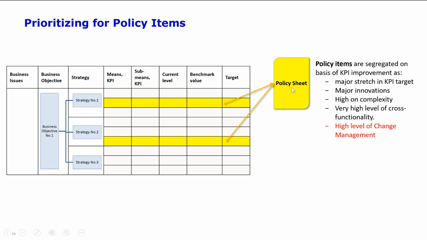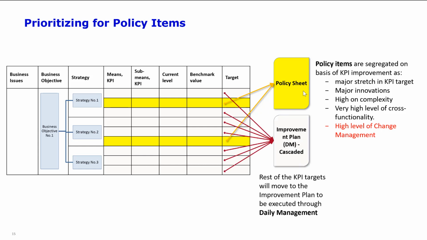Essentially, these will form a policy sheet which will either have a major stretch in the KPI targets for the year, major innovations, very complex, having a high level of cross functionality, or a high level of organization-wide change management. When you have one or more of these factors, you might consider them to be a part of the policy sheet, and you should pay extra focus during the year on these items, right? And the rest of the items should flow into the KPI targets for daily management.